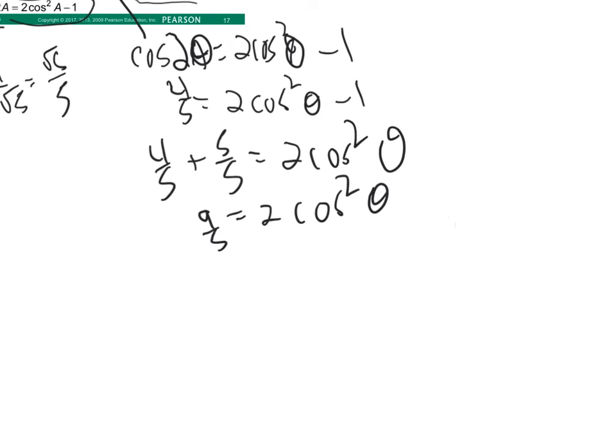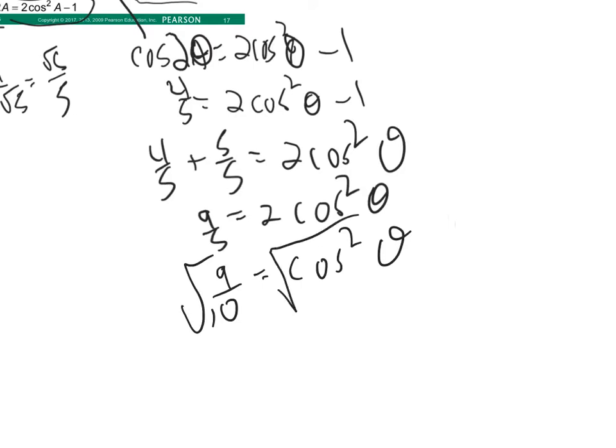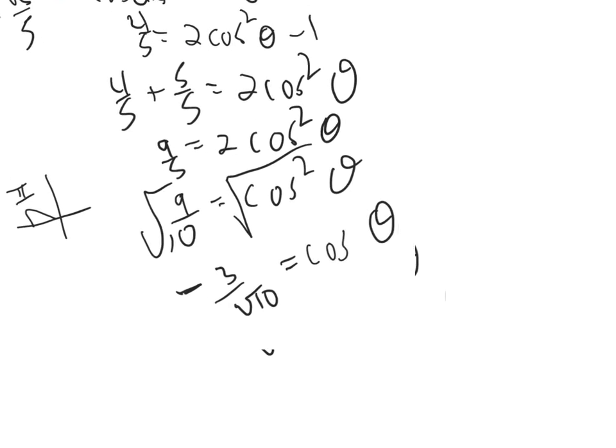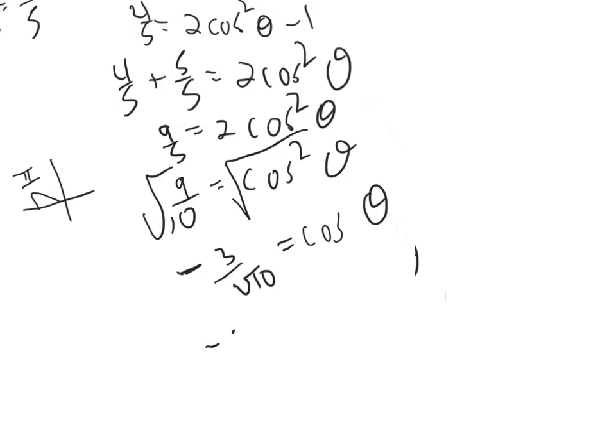Divide both sides by 2. That's 9/10 equals cosine squared theta. Take the square root of both sides, which normally I have plus or minus, but since I'm in quadrant 2, right here, it's going to be a negative answer. Negative 3 over the square root of 10 equals cosine of theta. Rationalize it. Negative 3 square roots of 10 over 10 equals cosine of theta.